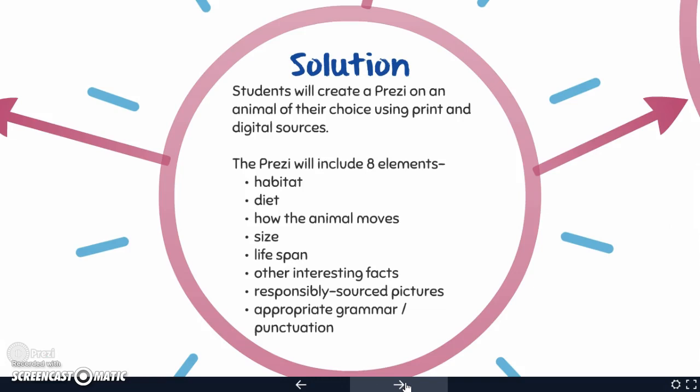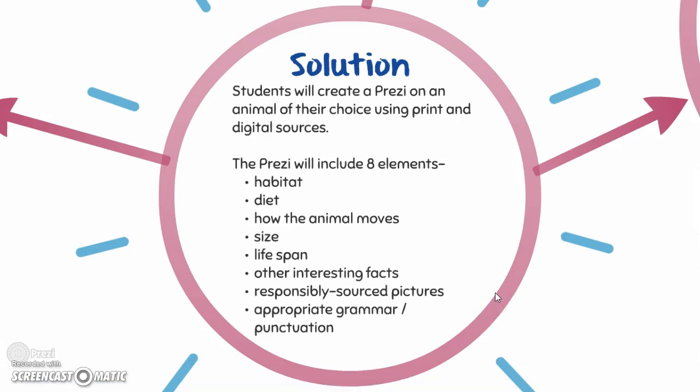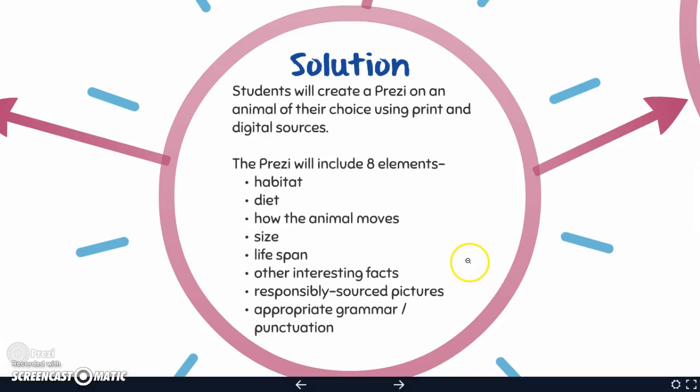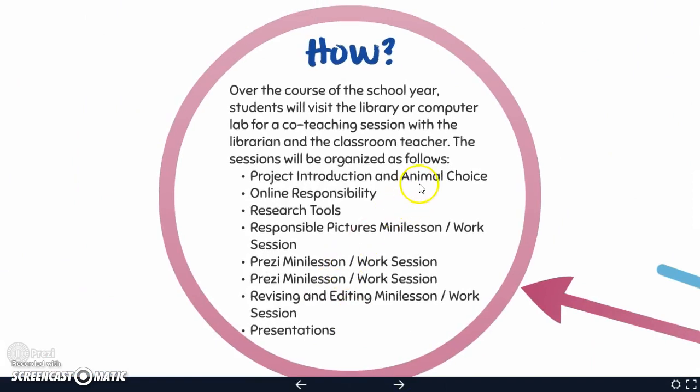Students can create a Prezi, which is actually what I have chosen here to use for my presentation tool. So they would be creating a Prezi on an animal of their choice using both print and digital sources. So some books and also digital sources. The Prezi will have 8 elements: habitat, diet, how the animal moves, size, lifespan, interesting facts, responsibly sourced pictures, and appropriate grammar and punctuation. So how would we exactly do this?